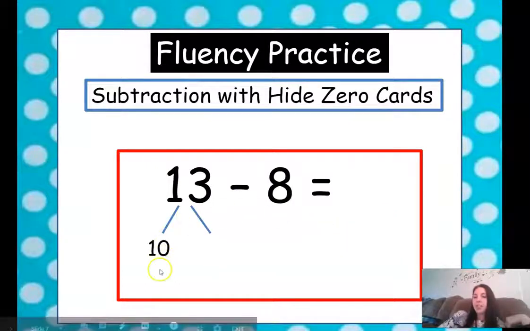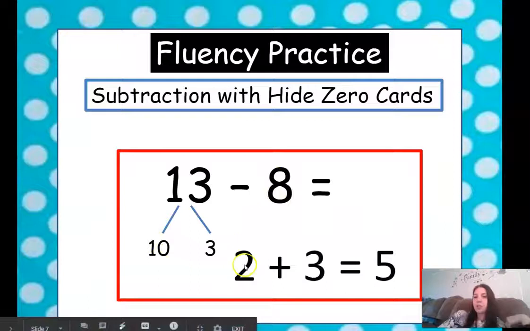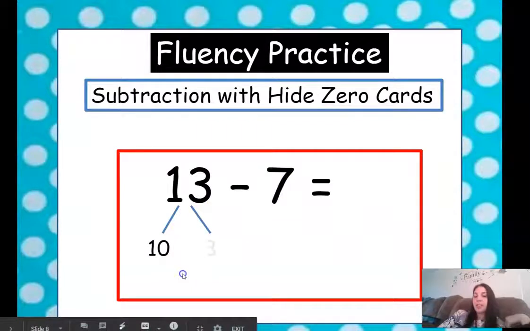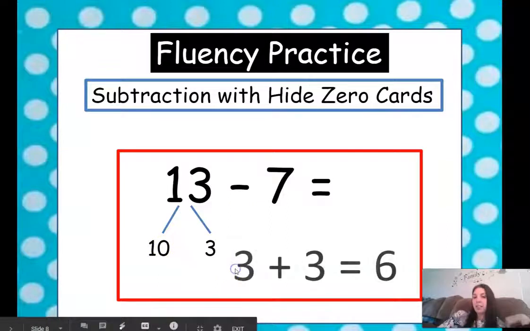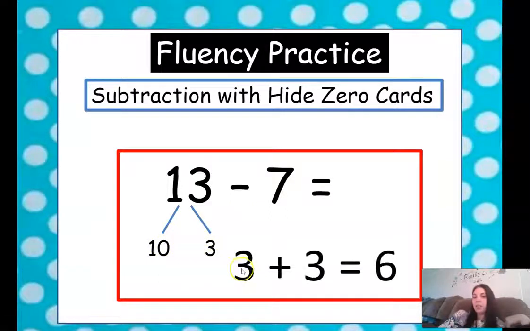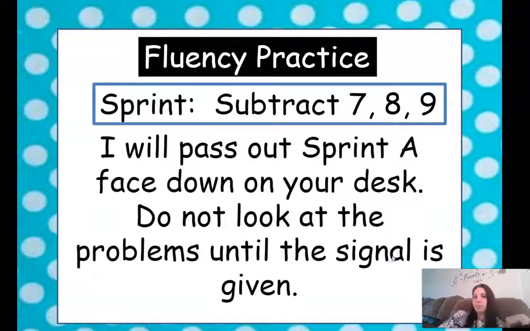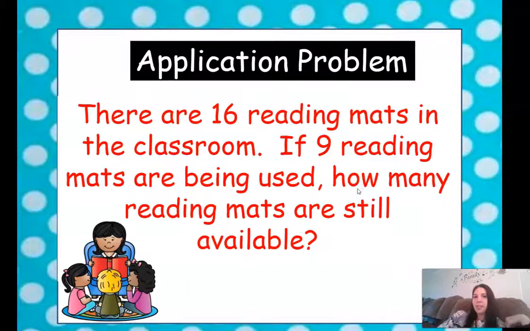Okay, we're going to decompose 13, and we have a 10 and a 3. If you take 8 away from 10, you're going to get 2 plus 3 more equals 5. 13 minus 7, we're going to decompose this number into 10 and 3. When you take 7 from 10, you're going to get 3, and then you still have 3 more. 3 plus 3 equals 6. All right, skip this one.